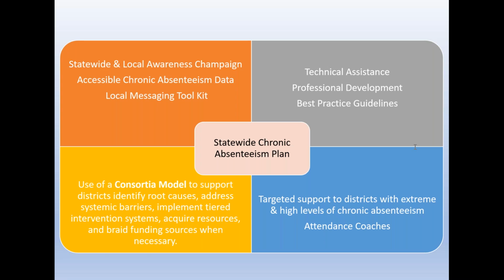So essentially what you see on this slide is the statewide chronic absenteeism plan in a nutshell. The top left corner, the orange corner: the first thing that we're doing is the state is providing a statewide and local messaging campaign. We have 197 school districts. The majority of our school districts are rural or frontier, meaning that in many of these school districts, our cattle outnumber our people.